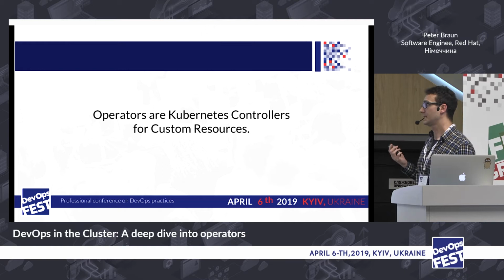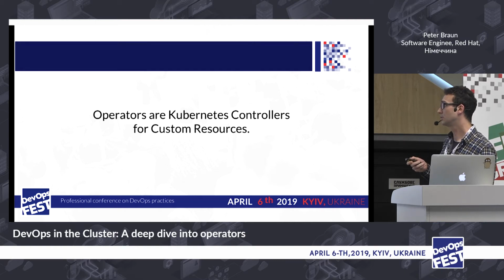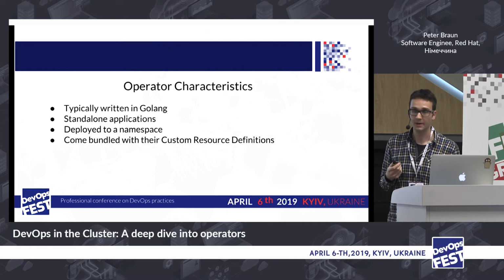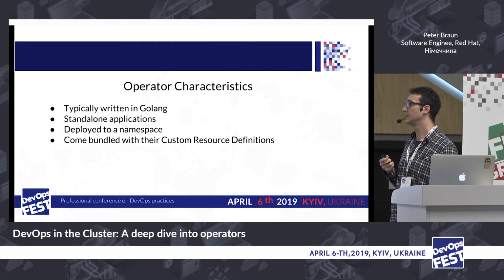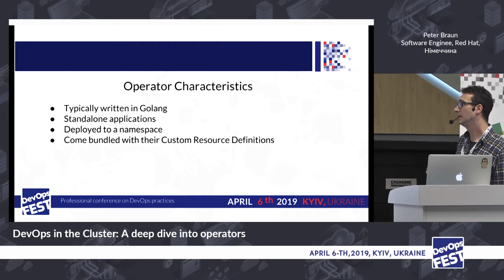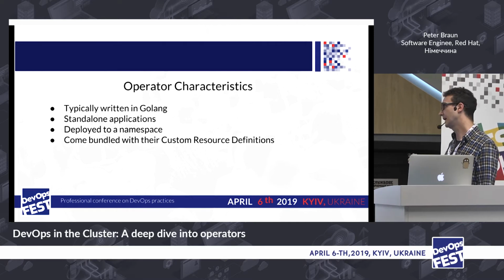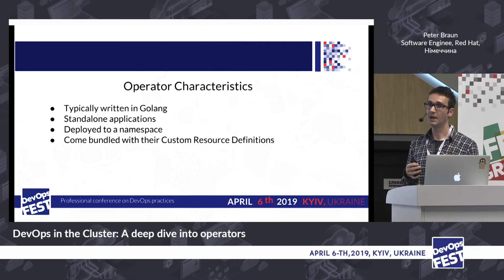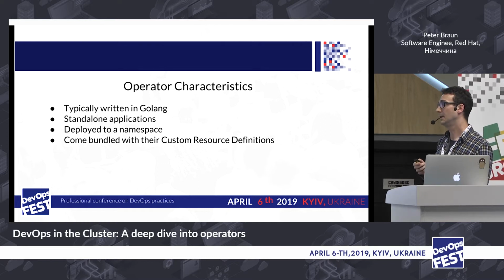Okay, we've established now that operators are just Kubernetes controllers for custom resources. Let's go into a few more characteristics of operators. They are typically written in Golang, but it's not a requirement. In the end, they just make requests to the Kubernetes API. So you could write them in any language, and there are examples of operators written in Java.